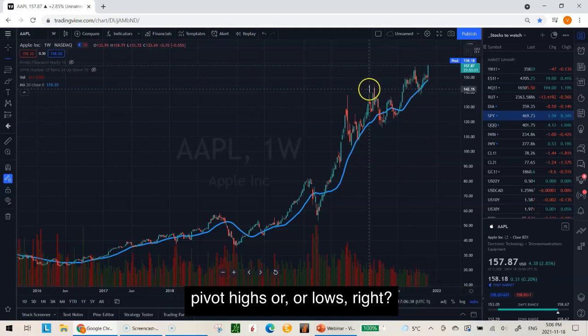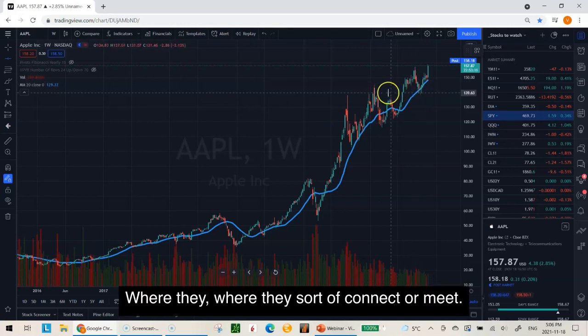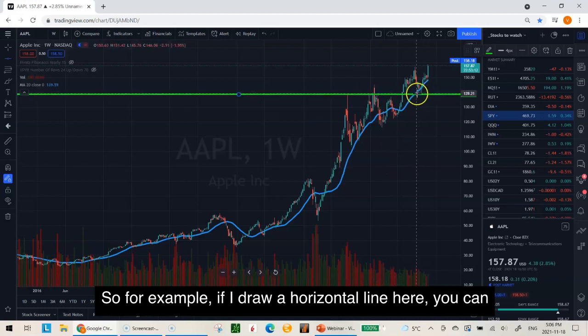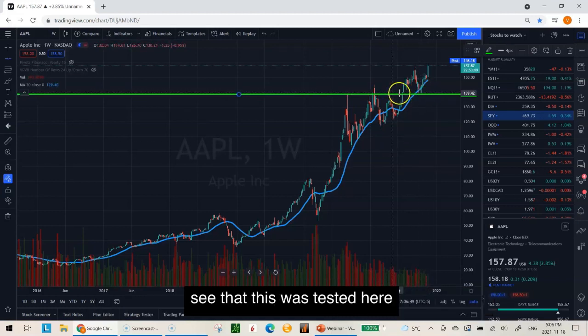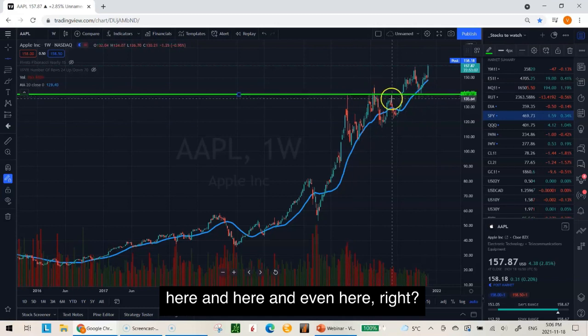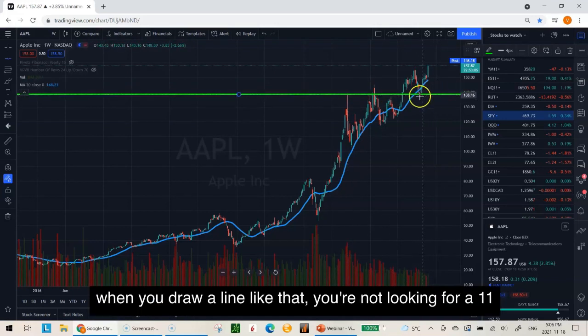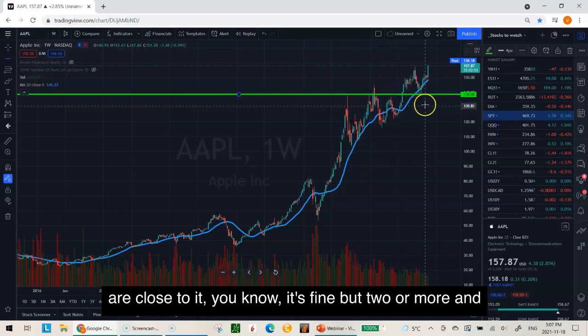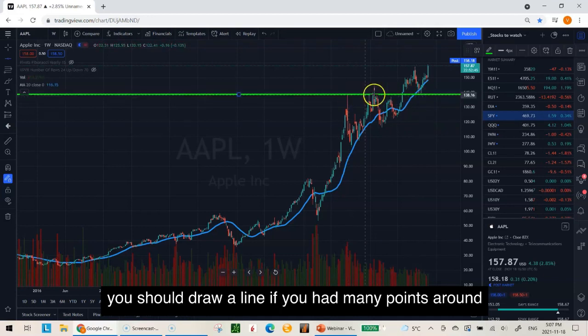And what you want to do is find areas on the chart where you have either two or more pivot highs or lows, right? Where they sort of connect or meet. So, for example, if I draw a horizontal line here, you can see that this was tested here, here, and here, and even here, right? When you draw a line like that, you're not looking for one specific price level. It's more of a zone. So as long as the pivots are close to it, it's fine. But two or more, you should draw a line.